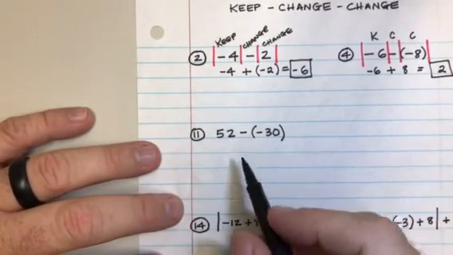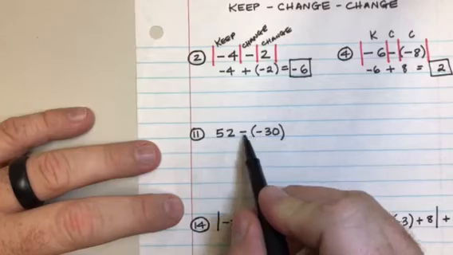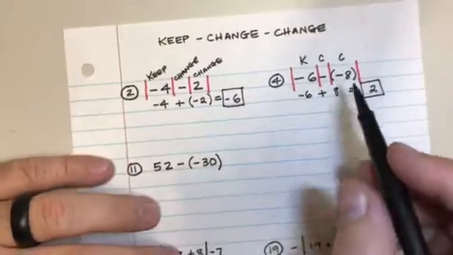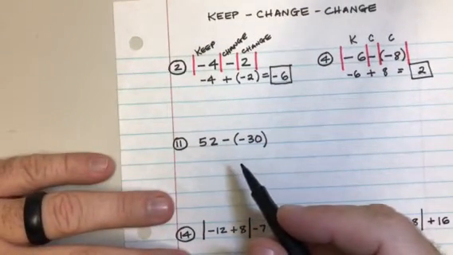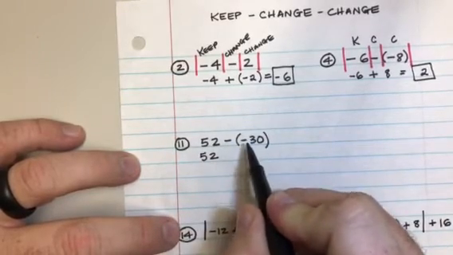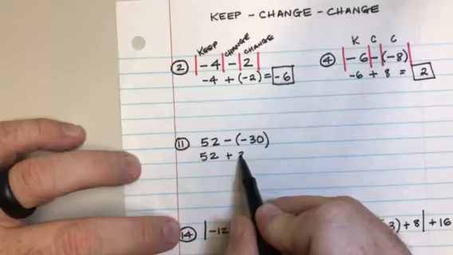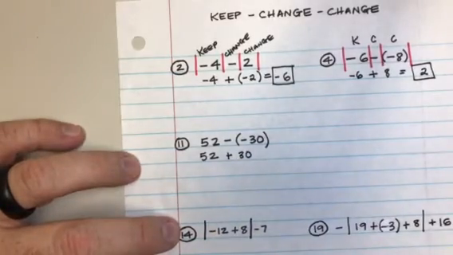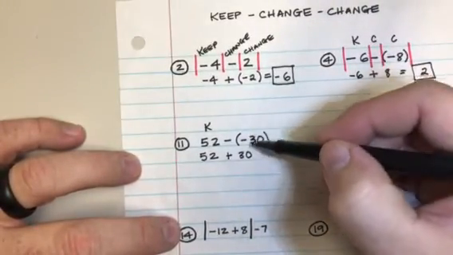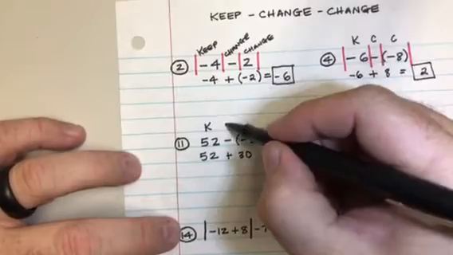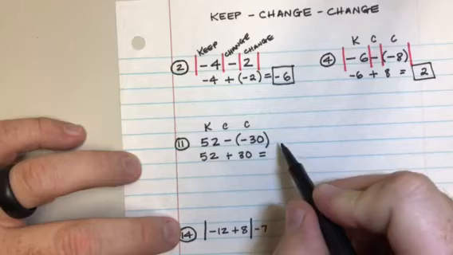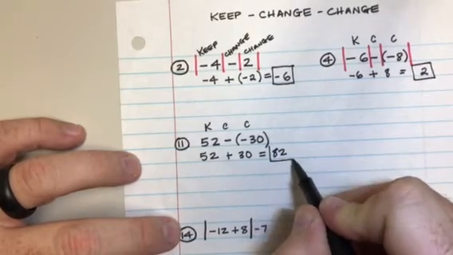Another example here, another way we've talked to them about is whenever two negative symbols are right next to each other, like they are here and like they are here, sometimes we use the phrase minus a negative is the same thing as plus a positive. So if we have minus a negative, we know we're going to be plus a positive, but it's still keep, change, change, because we kept 52 the same, we changed the symbol, and we changed the sign in front of 30. So it's still keep, change, change. And then we can finish to get our answer of 82.